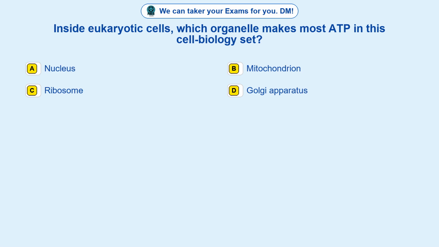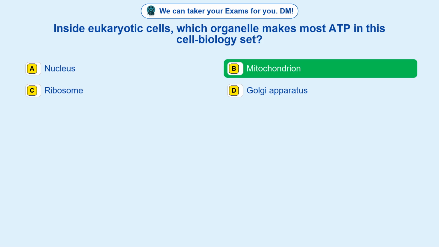Question 2. Inside eukaryotic cells, which organelle makes most ATP in this cell biology set? Option A, nucleus. Option B, mitochondrion. Option C, ribosome. Option D, Golgi apparatus. The correct answer is option B, mitochondrion.